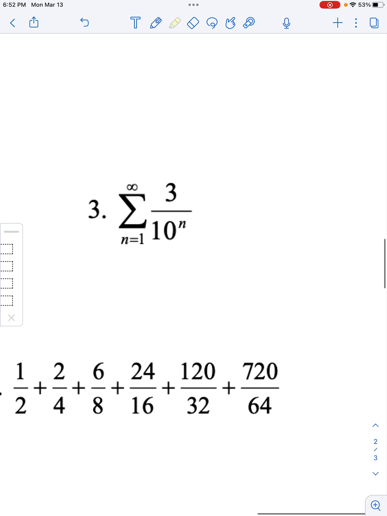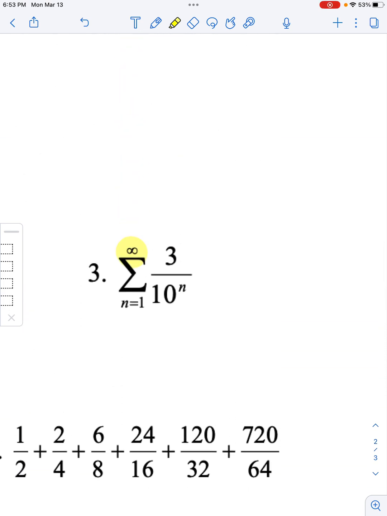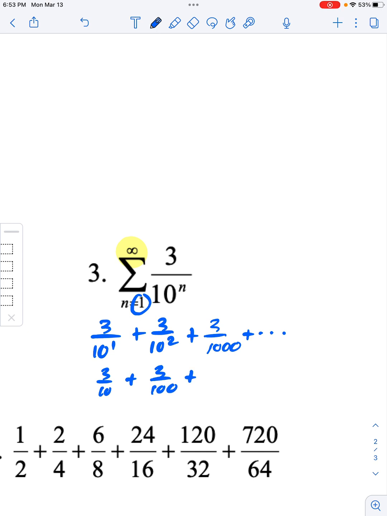All right, so this one is a little confusing, but we are smart, and so you should be good, except for now I zoomed away from it. So what this is telling me is that I am going to be starting with 1 and going to infinity, which I don't really have that kind of time. So we're going to use our big brains to figure out what would happen. We would have this as our first term, this as our second, this as our third, and so on until forever. So this will turn into 3/10 plus 3/100 plus 3/1000, and so on.